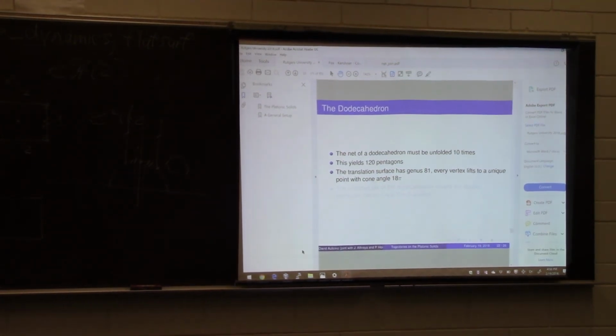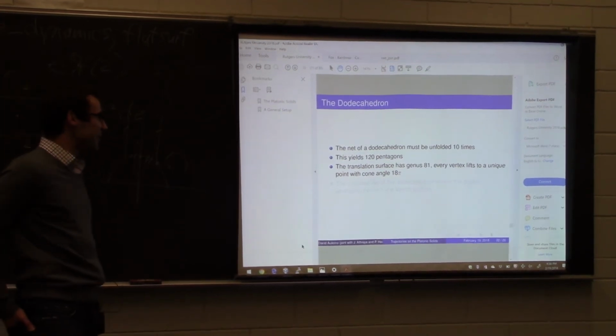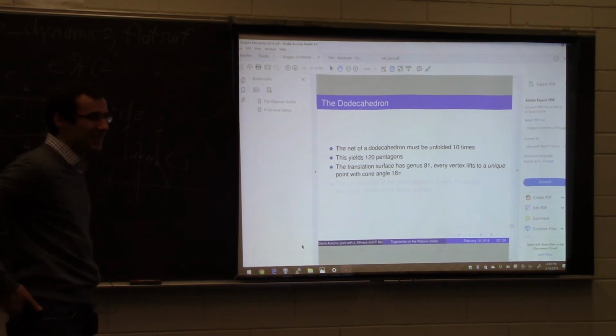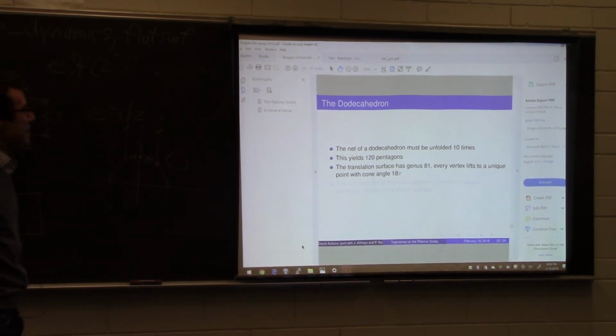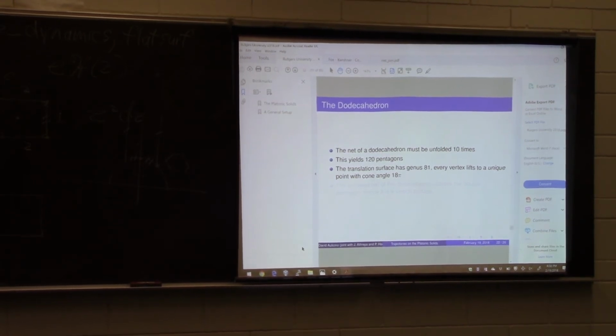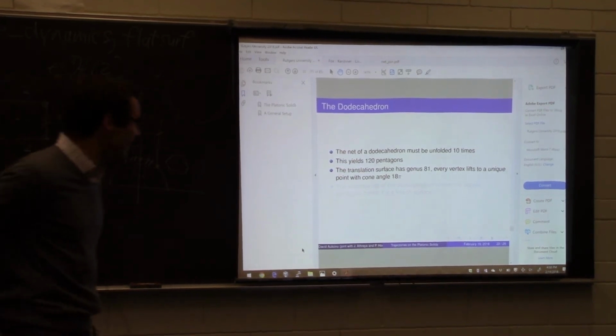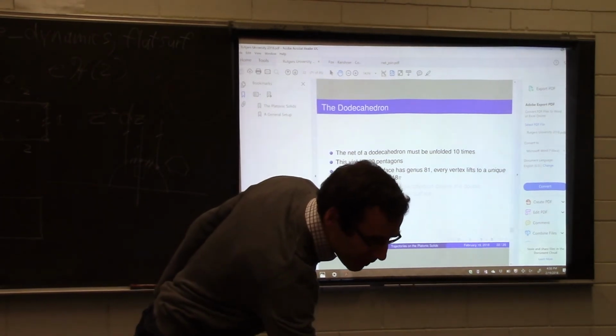I really don't encounter those. I've never encountered one of those before. I never really wanted to work with one before unless I had a really good reason, and I think this is good enough reason. And every vertex lifts to a unique point with cone angle 18 pi. So this is actually lying in a stratum with 20 zeros of order 8 in genus 81. Again, not something I've ever thought about before.